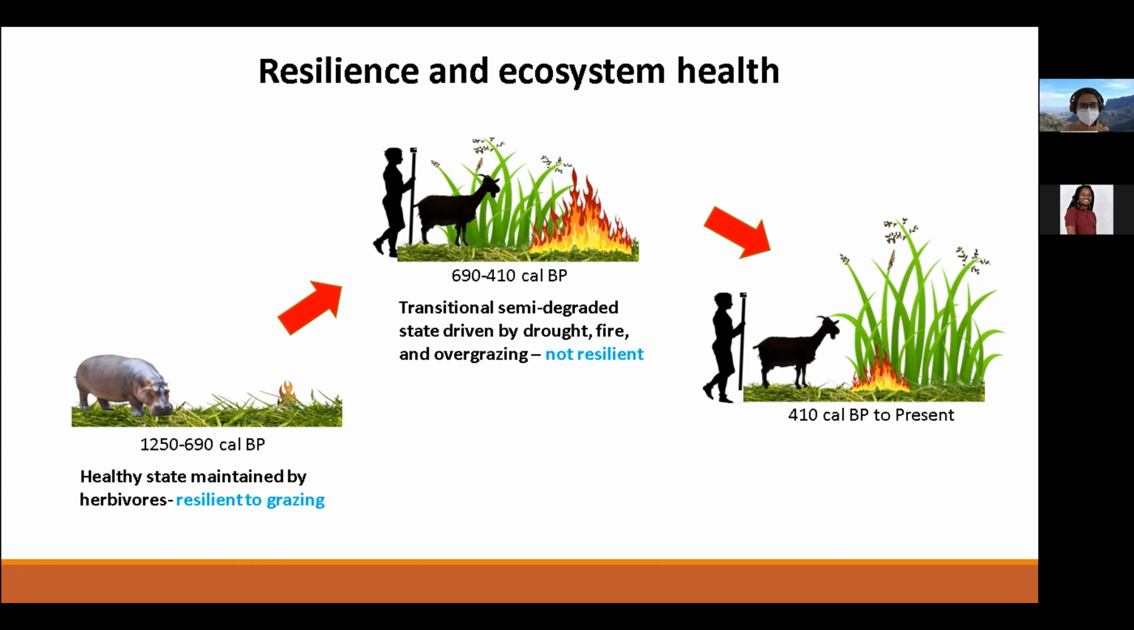So the question is, do we have a one-size-fits-all, or should we come up with more targeted approaches to restoration, especially when we can use the valuable paleoecological archives that we have?